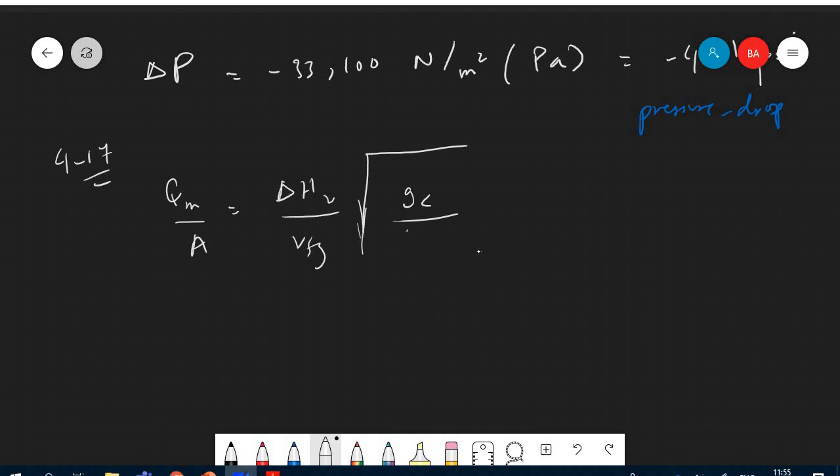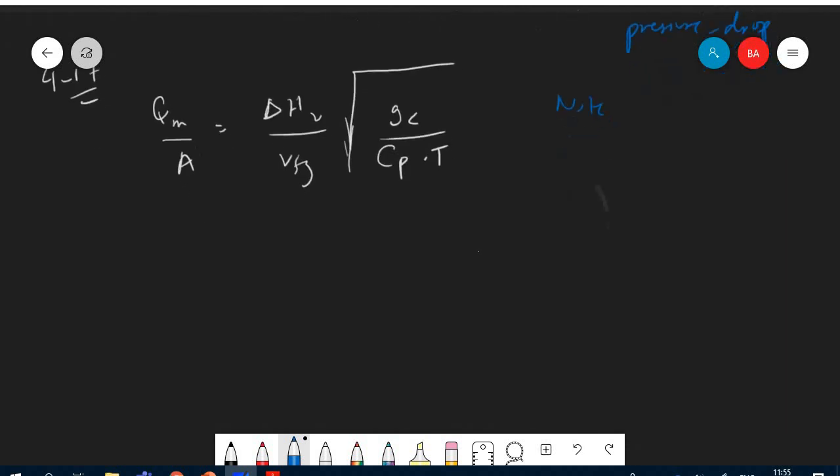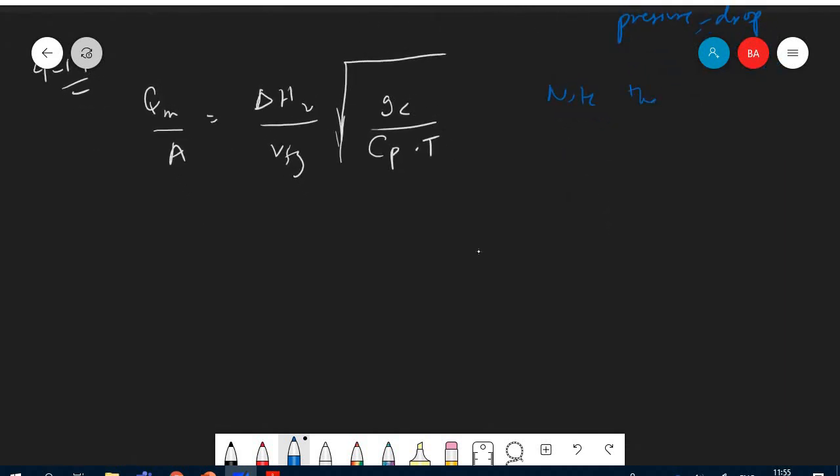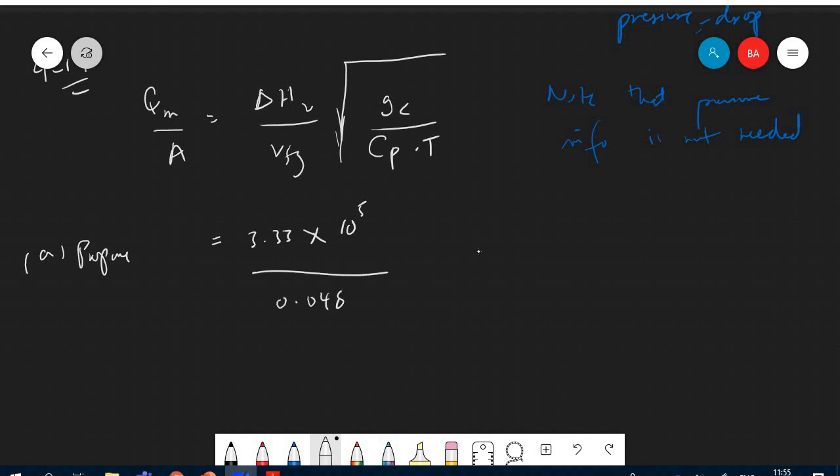So in 4-17, what do we have here? We have Qm divided by area, equal to delta heat of vaporization over the specific volume multiplied by gc divided by Cp into T. And note here that you don't need the pressure information. The pressure information here is not needed, right? We didn't need to know what the pressure is.